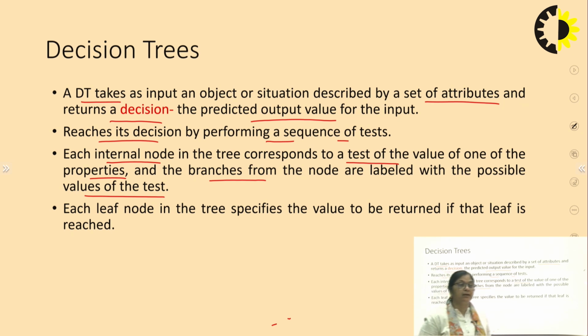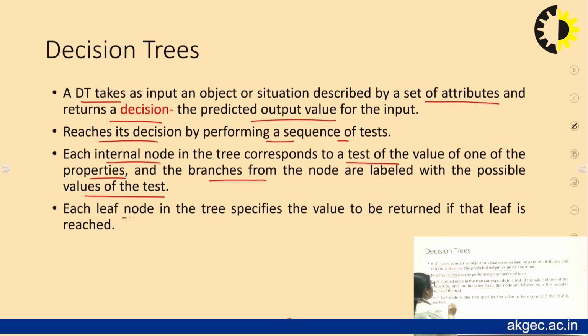For example, if I take an attribute alpha, it can have different values. Let me say value less than 10 is one case and greater than or equal to 10 is another situation. So let me take the test alpha is greater than 10. So output branches will be yes or no. Now where will the decision be? Each leaf node in the tree specifies the value to be returned if that leaf is reached. So it will give us the final decision. The decision will be mentioned at the leaf node.